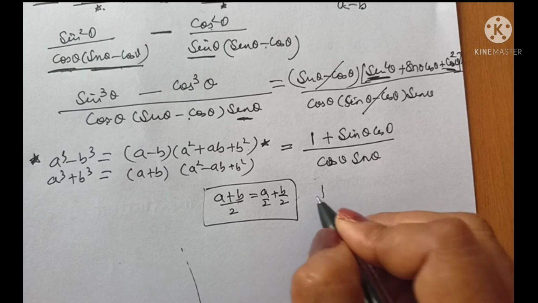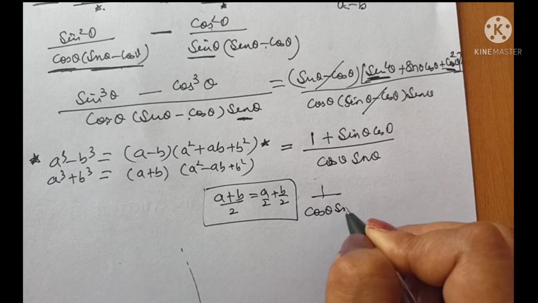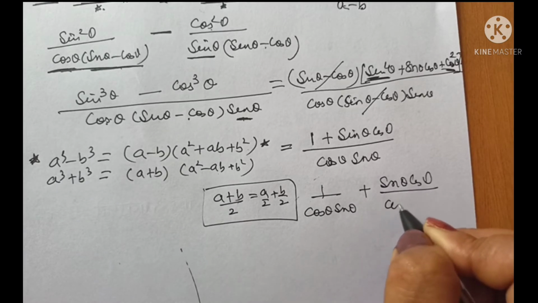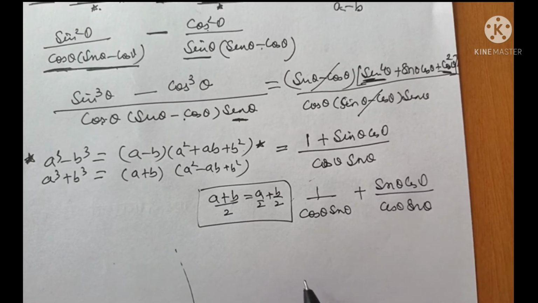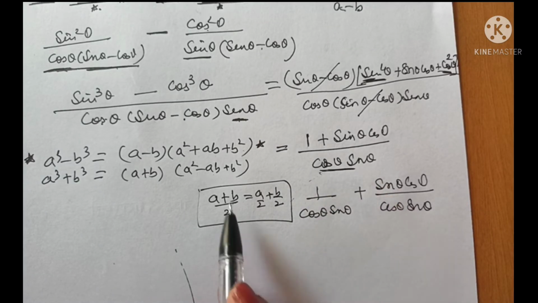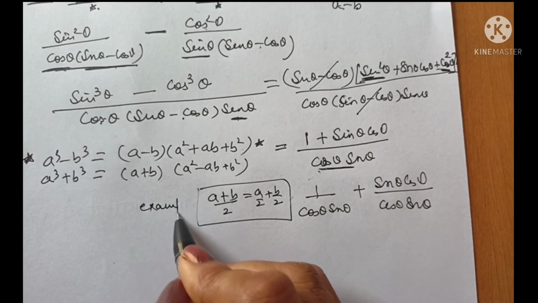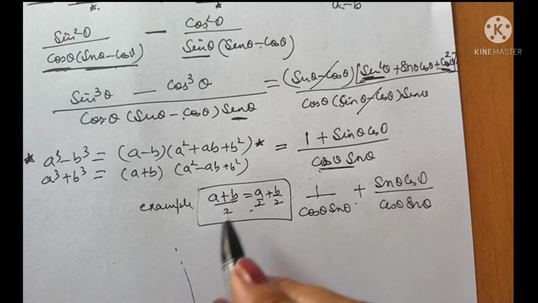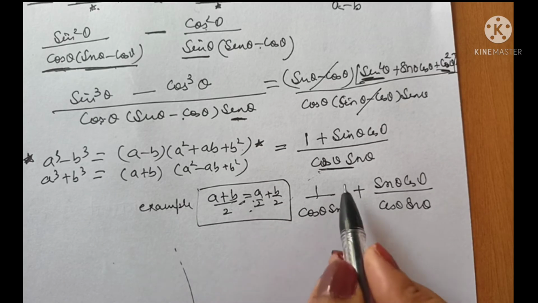So this gives me 1 upon cos theta sin theta plus sin theta cos theta upon cos theta sin theta. I have separated the denominator under both of them. I have given you the example here, just like this, it must be clear to you. In the same manner we have done this. This is just for example. It is not a part of the question.